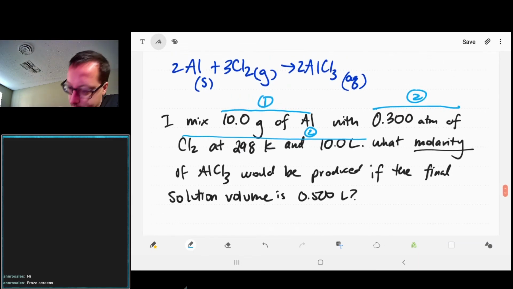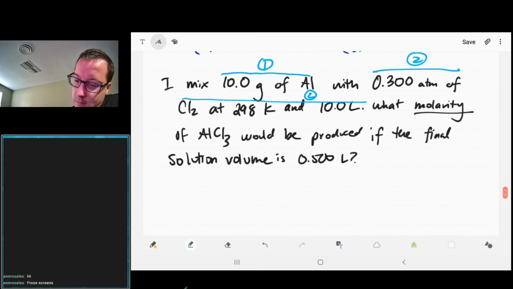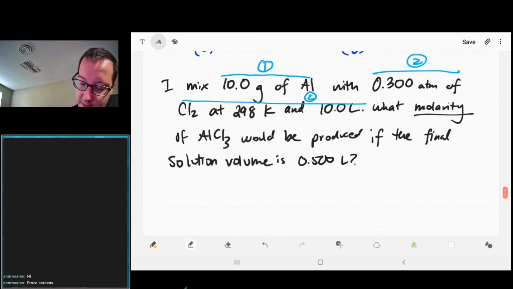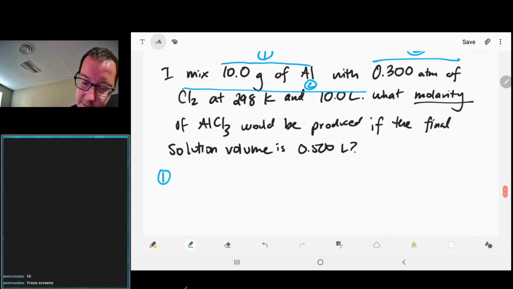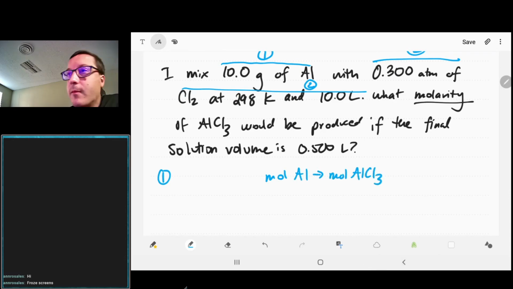So let's take a look at what this is going to look like. If we look at our first set of stuff, we're going from moles of aluminum to moles of AlCl3.